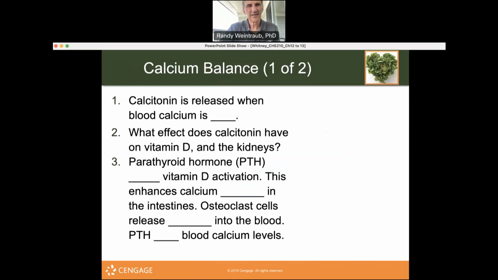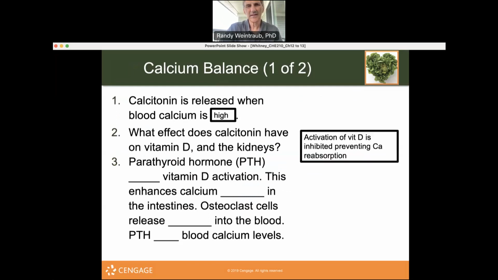Calcitonin, that's a hormone that is released when calcium is high. The effect that calcitonin has on vitamin D is that it inhibits its activation. That prevents calcium reabsorption, so more calcium will be excreted.